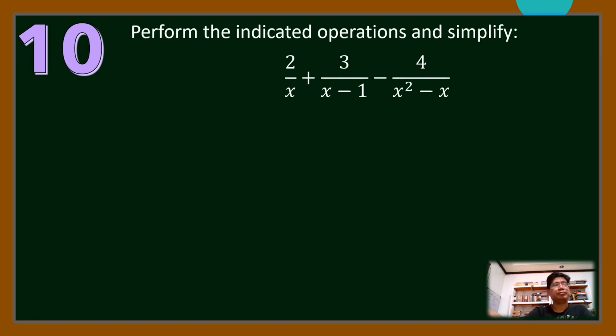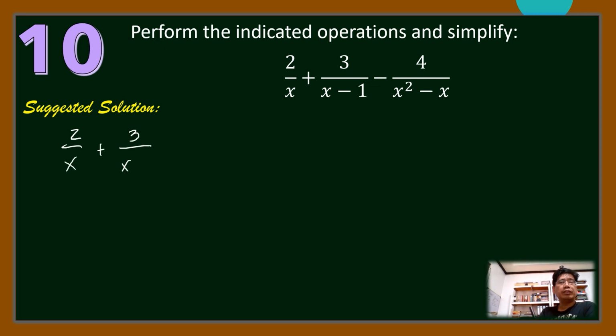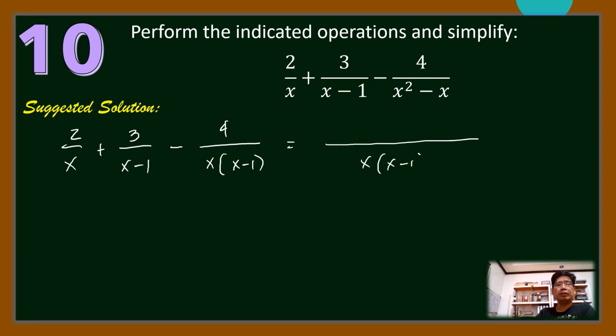Number 10. Perform the indicated operations and simplify. Here is our solution. We have 2 over x plus 3 over x minus 1 minus 4 over x squared minus x. x squared minus x is x times x minus 1. So our LCD is x times x minus 1.